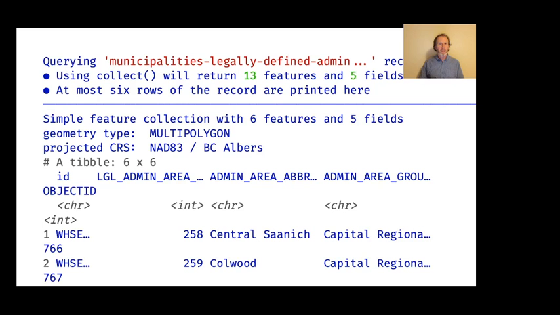Again, we haven't run collect, so we get another message saying this is now going to return 13 features because there are 13 municipalities within the Capital Regional District. And those 5 fields, the 2 that we asked for and the 3 that we didn't, but we have no choice to take.